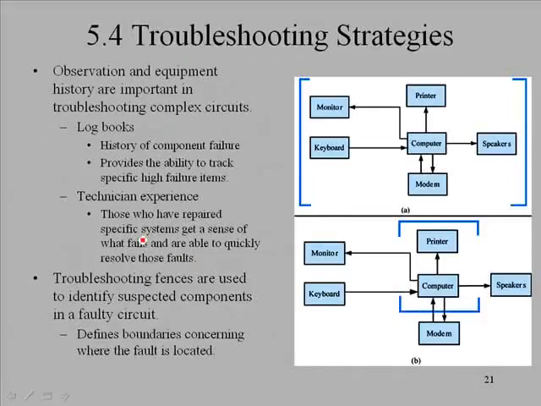We talked about how observation and equipment history are important in troubleshooting complex circuits. We looked at logbooks, technician experience. All of these things will contribute to being a good troubleshooter. Probably one of the major things that makes a person a good troubleshooter is just simply experience, being exposed to a system, working on it, and your troubleshooting skills will grow from that experience.